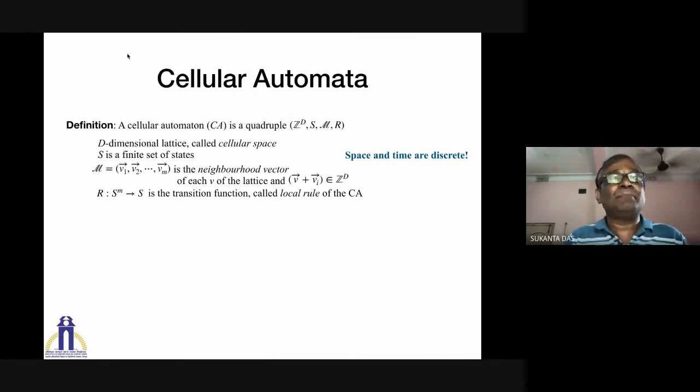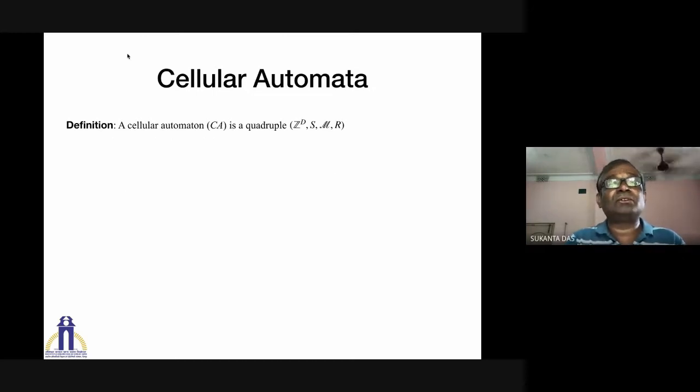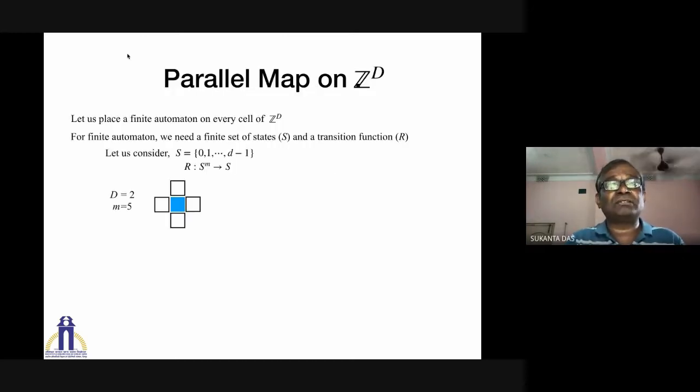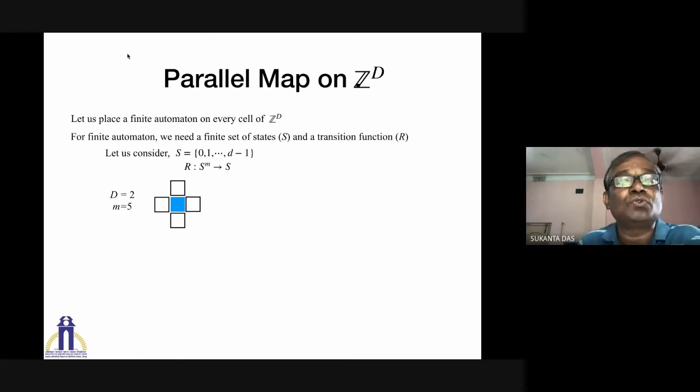Well, I have one example. In fact, in the last slide also, I have given this one. If I go to the last slide, here you can see that d equal to 2 and m equal to 5. The neighbors of, say, the blue cell: it has 4 neighbors, I mean 5 neighbors including itself. This is specified by the neighborhood vector.